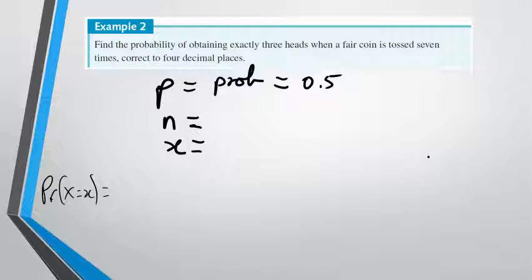Alright, so N. N is your total, the total number. So how many coin tosses do you have in total? 7. And next is how many outcomes you want. So how many outcomes do you want here? 3. Alright, so I'll just show you the formula one more time.